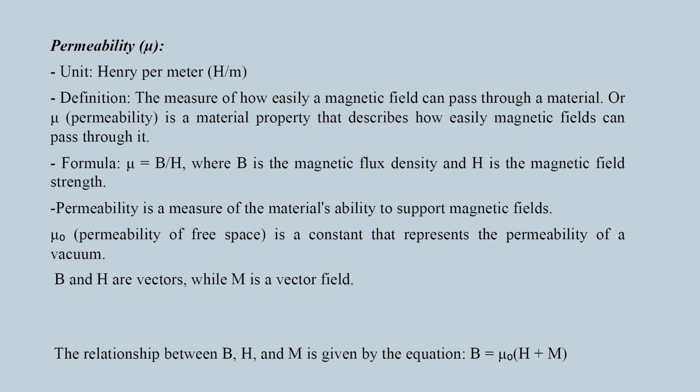B and H are vectors, while M is a vector field. The relationship between B, H and M is given by the equation B equal to mu naught (H plus M).